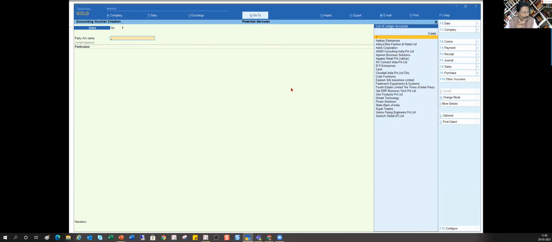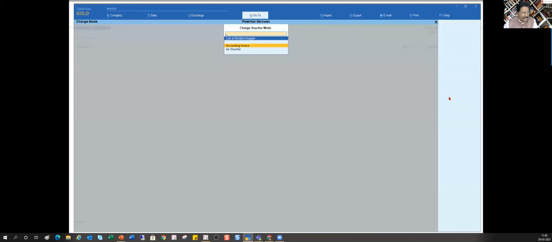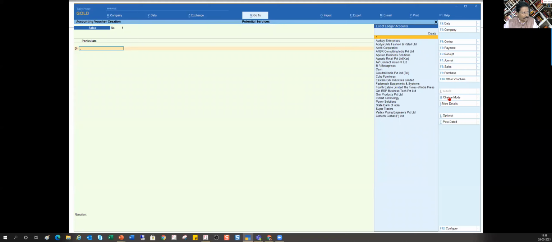So here again, I don't know the inventory mode. So you come here and then say change mode, and you say as voucher, and now it is asking you debit.